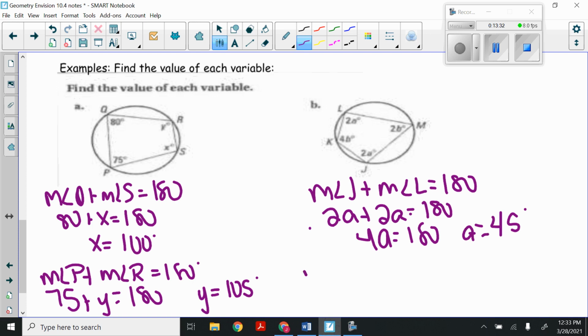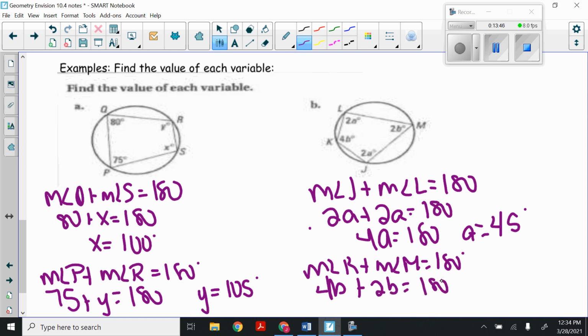Then I also know that the measure of angle K plus the measure of angle M has to equal 180 degrees. In the picture, the measure of angle K is 4B. Angle M is 2B. Has to equal 180. So 4B plus 2B, 6B equals 180. So B is equal to 30 degrees.